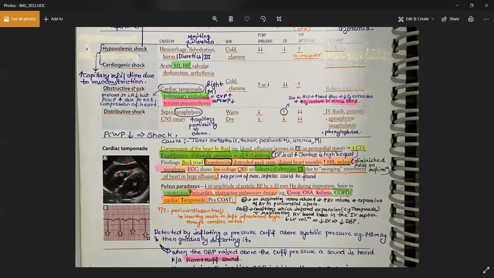If the cause is a cardiac tamponade, then the pressure in all the chambers of the heart is increasing, both in the right heart as well as in the left heart. So PCWP will be increased in case of cardiac tamponade, while in case of embolism or tension pneumothorax, the PCWP will be decreased. Okay. And finally, you have the distributive shock.